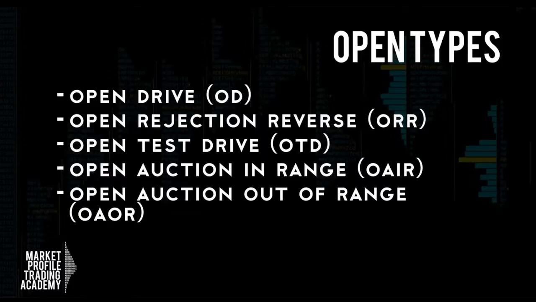Because what's really good about discerning open type is that there's correlations between open types and the types of days that come after them. For example, an open drive often leads to a trend day. A trend day in terms of range often is more than one standard deviation of whatever the rolling average range is.